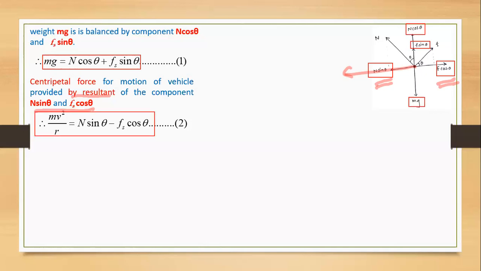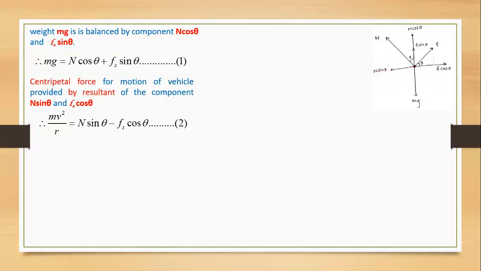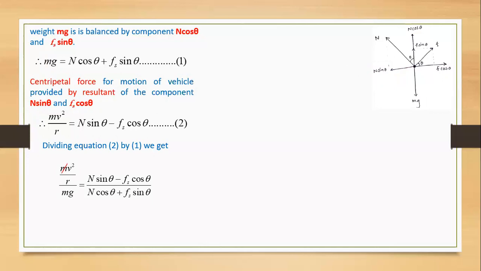Now both the equations we have to process to obtain the expression for the speed limit. Again, by dividing equation 2 by equation 1, which we did in the previous article as well. Now everything is mathematics. So we divide equation 2 by equation 1, then we cancel the common quantities on the left hand side. In the next step, we get on the left hand side v square by rg, and the right side stays as it is, with no change.